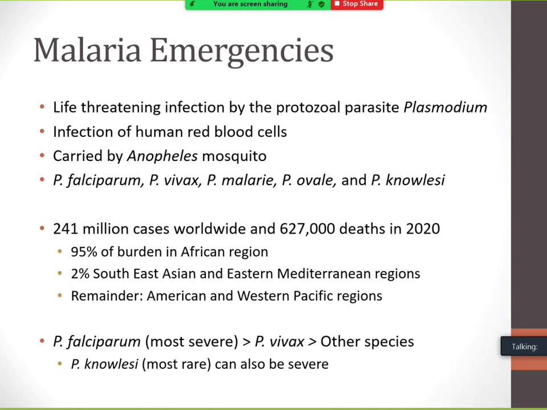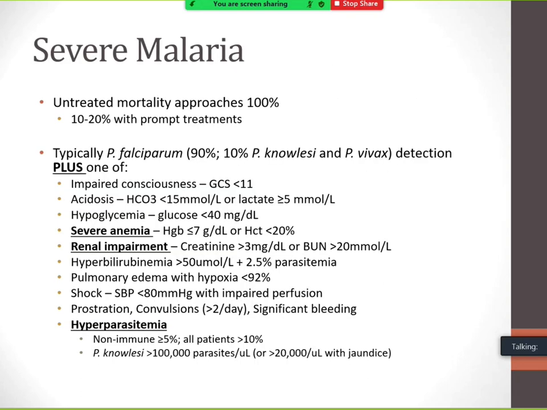Most severe cases are still falciparum. You can occasionally have a severe case with vivax. Like I said, Knowlesi is rare, but it also can present with very severe infections that look just like falciparum. If you don't get any treatment, with severe malaria, the mortality is about 100%. If you get on top of it and give them treatment, you can drop that all the way down to 10 to 20%. So we can make a huge difference for these patients.